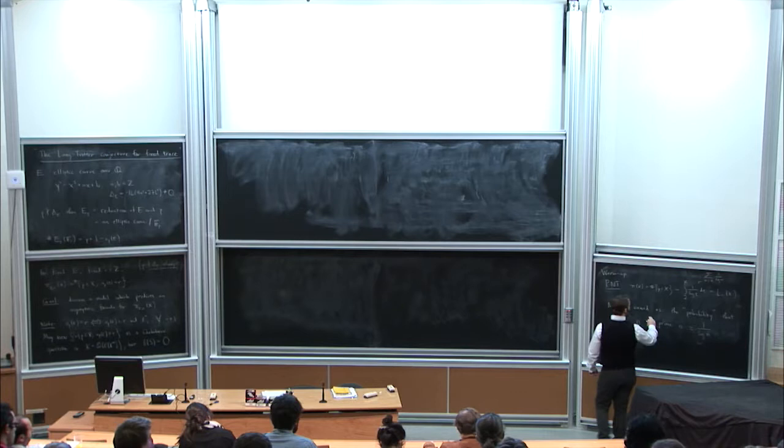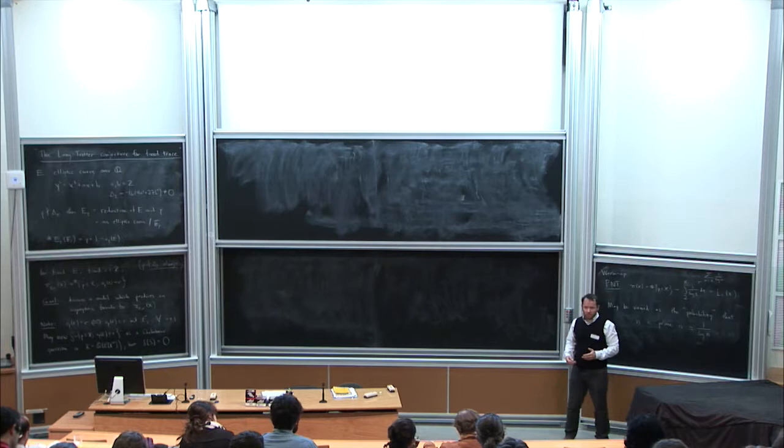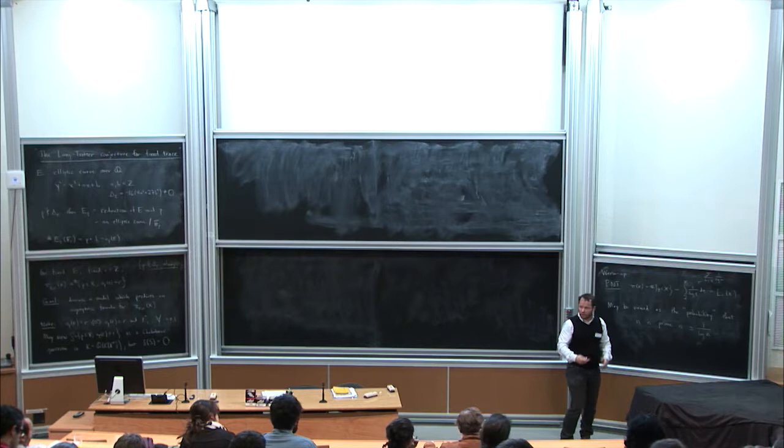So the idea is that if you take this probability and then sum on all integers up to x of this probability, you should obtain a formula for the correct asymptotic for the number of numbers up to x which are prime. Okay.